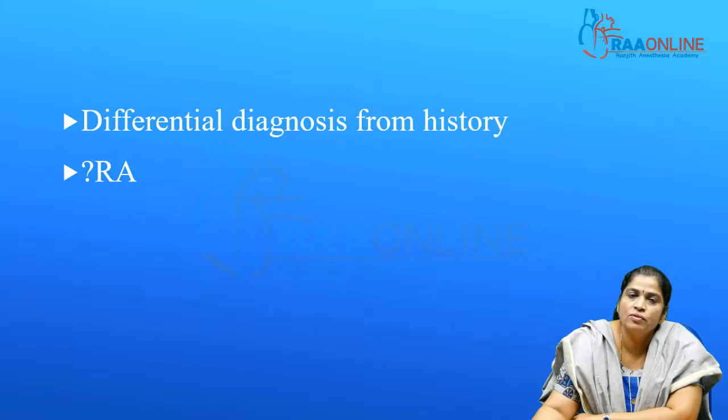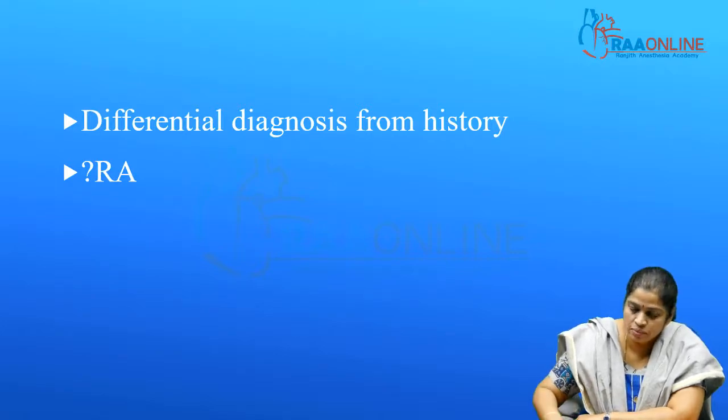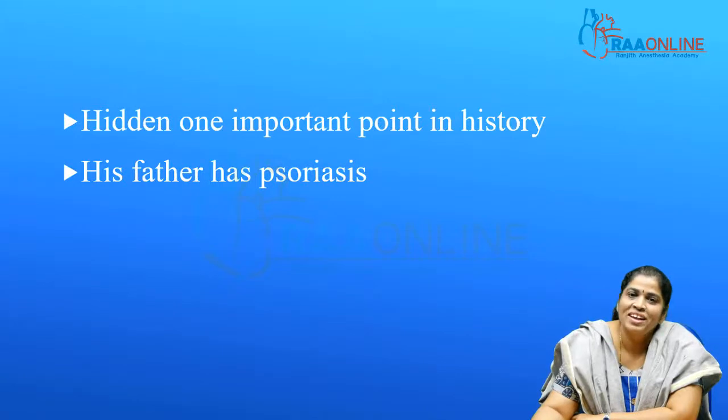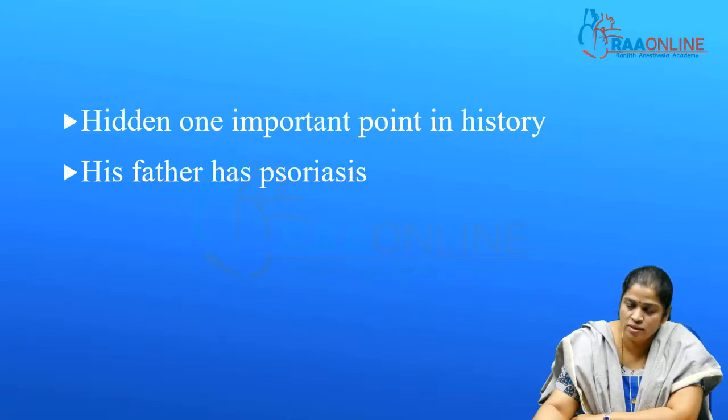What do we think is the differential diagnosis at this stage from the history? Could it be rheumatoid arthritis? Maybe, because even though he is a man, he seems to have inflammatory sounding joint pains. So this could be rheumatoid arthritis. Again, as usual, I've hidden one important point in this history. His father has psoriasis. Now, does this change your diagnosis? It should.